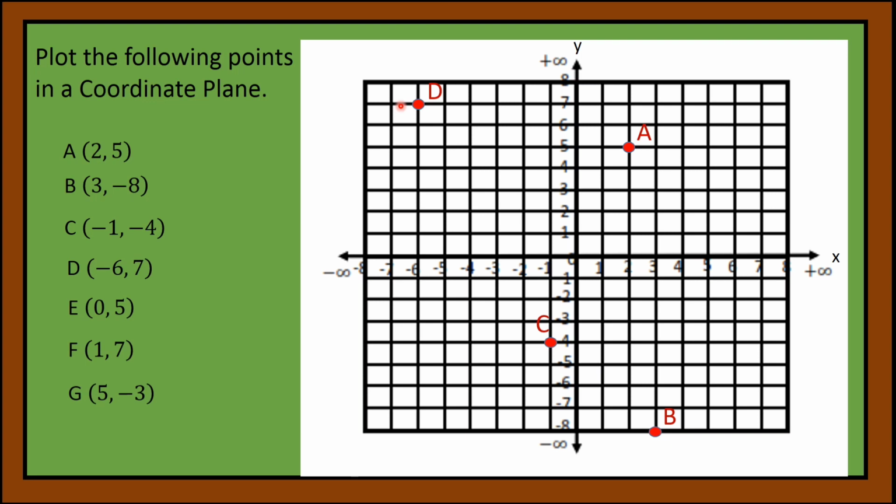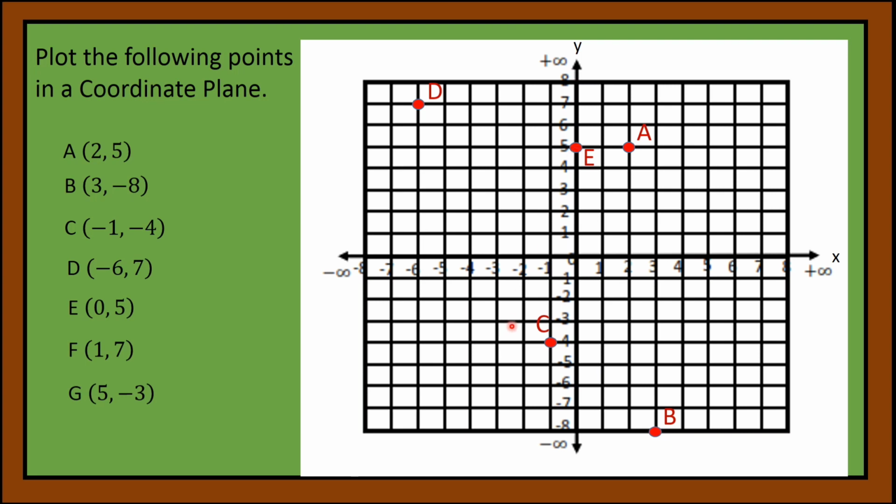Next, point E. As you can see, the value of our x-coordinate is 0. Therefore, we're going to start with 0. And then, locating our y-coordinate, which is positive 5, we're going to move 5 steps upward from the point of origin. So 1, 2, 3, 4, 5. So therefore, this is our point E.